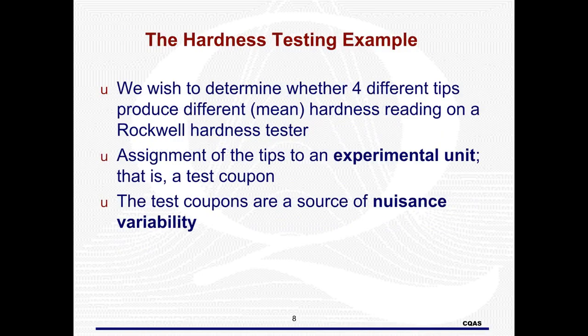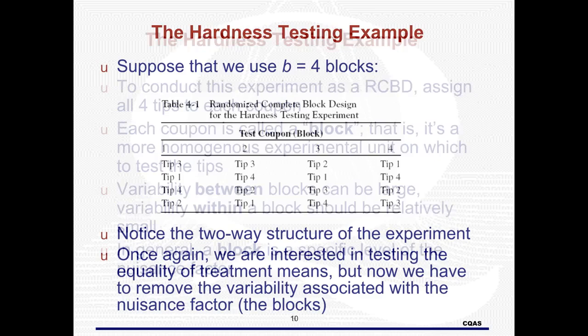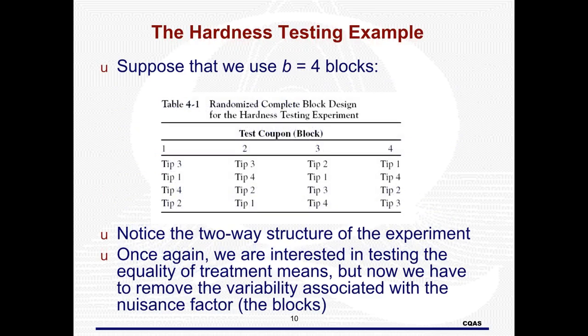Let's go through an example. We're comparing 4 tips on hardness measurements. The coupons introduce variability, that's our nuisance factor. So instead of assigning tips randomly across coupons, we apply all 4 tips to each coupon. Now each coupon becomes a block. This gives us a two-way structure, treatments and blocks. And our goal is to compare treatments while removing the variability from coupons.